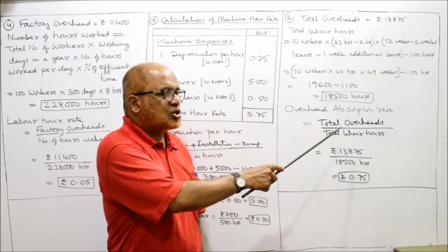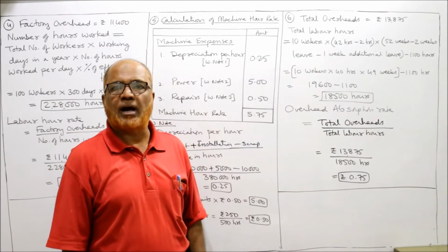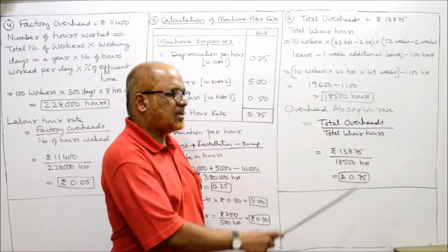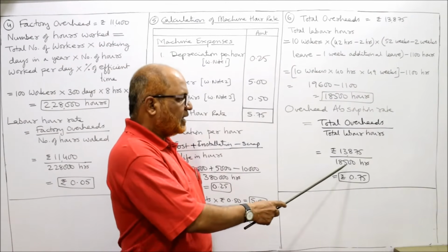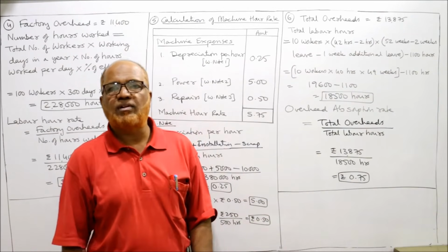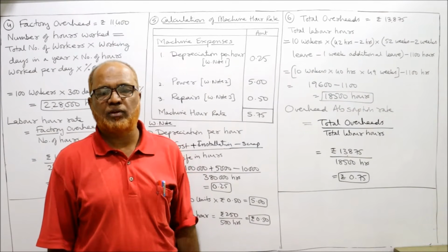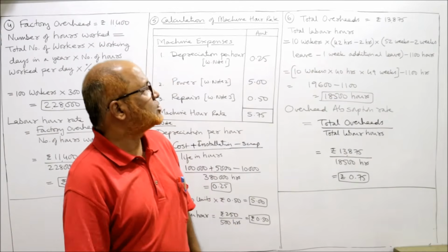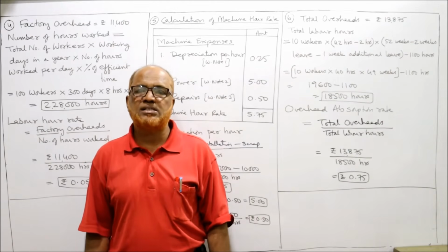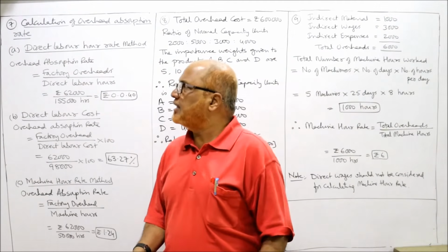The overhead absorption rate is total overheads divided by total labor hours. Total overheads are 13,875 and labor hours are 18,500. So 0.75 is the absorption rate, or overhead labor rate. That's it. So this is the end of problem number 6. Come on students, now we'll start the next problems.